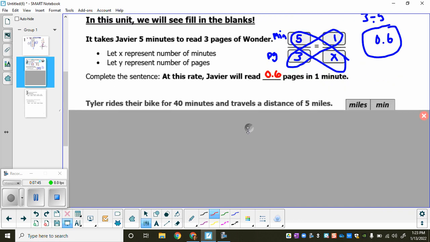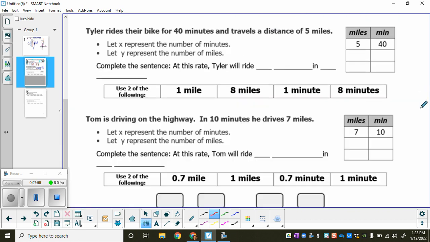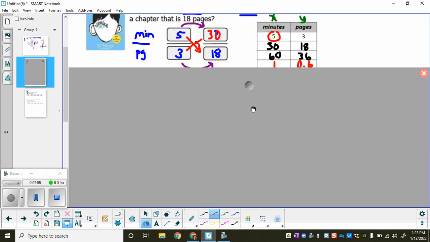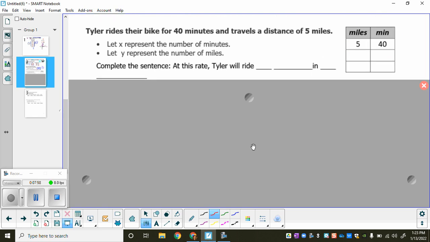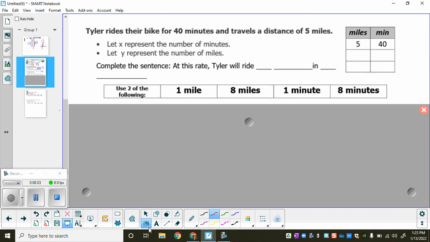All right, so now this has nothing to do with the book Wonder anymore. It's a brand new problem. And I'm going to put that screen shade back up. I just wanted to see how much more I had left on this page. All right, here we go. So we're looking at the problem now about Tyler riding their bike for 40 minutes. And after 40 minutes, it looks like Tyler has traveled a distance of 5 miles. All right, so over here, we've got the number of miles and the number of minutes. And at this rate, we want to see Tyler will ride blank in blank.